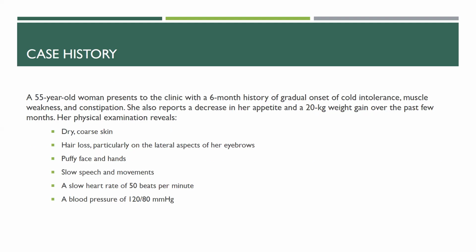Okay, so a 55-year-old woman presents to the clinic with a 6-month history of gradual onset of cold intolerance, muscle weakness, and constipation. She also reports a decrease in her appetite and a 20 kilogram weight gain over the past few months. Her physical examination reveals dry, coarse skin, hair loss, particularly on the lateral aspects of her eyebrows, puffy hands and face, slow speech and movements, a slow heart rate of 50 beats per minute, and a blood pressure of 120 over 80 millimeters of mercury.